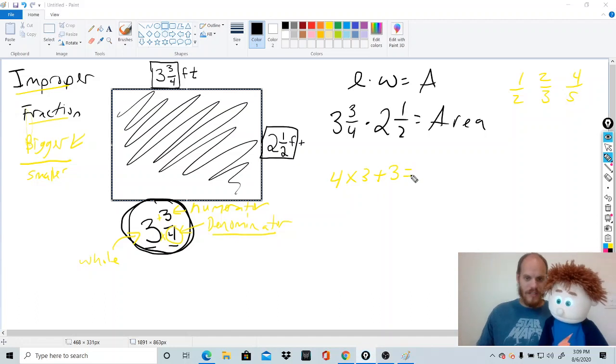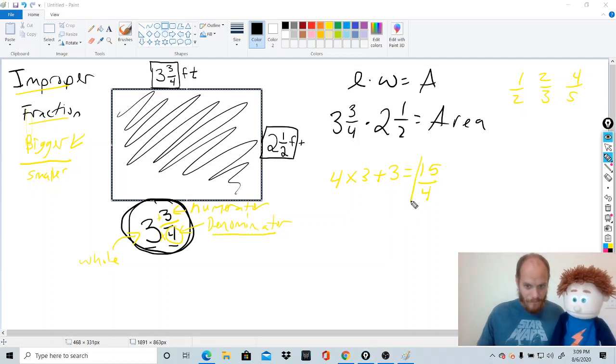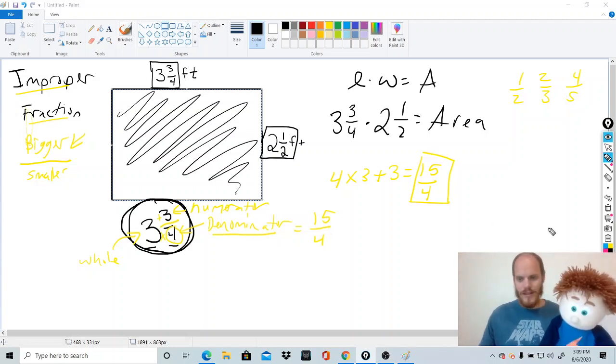Okay, so 4 times 3 is 12. Exactly 12. Plus 3 is 15. Exactly 15. So that right there, I am then going to put over the top of my denominator. So I'm going to get 15/4. Okay, so 3 3/4 is the same thing, or is equivalent to 15/4. This is just the improper fraction version. Oh, I see. Okay. I don't get it.